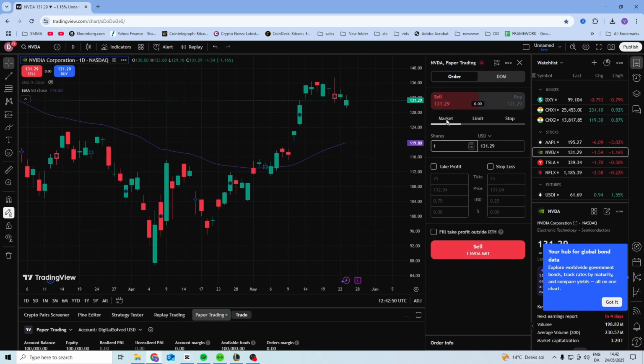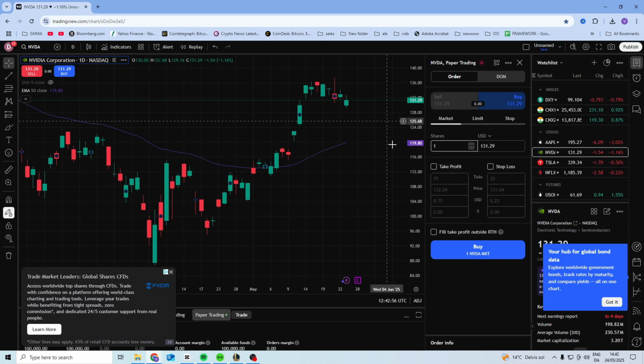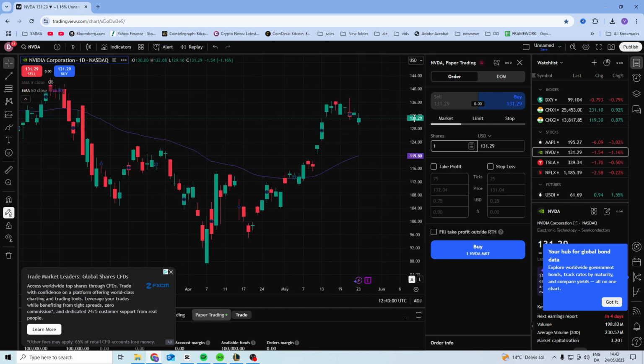So a market order is an order that you can make, which basically means you're going to either buy or sell it at the exact price that it's currently at in the market. So the price right now is 131. And if I do a buy or sell order at the market, it's going to be bought at this price.